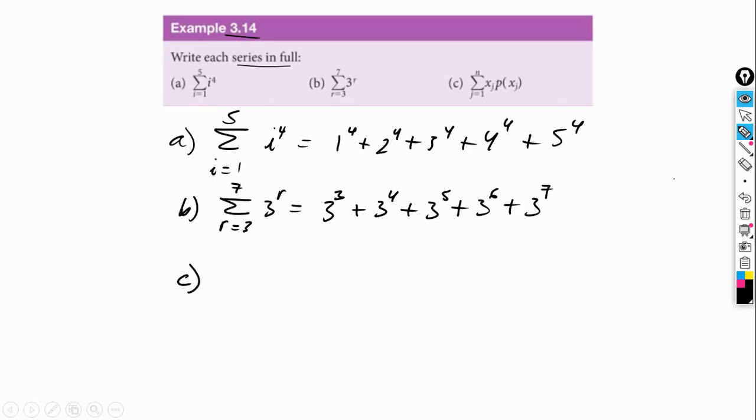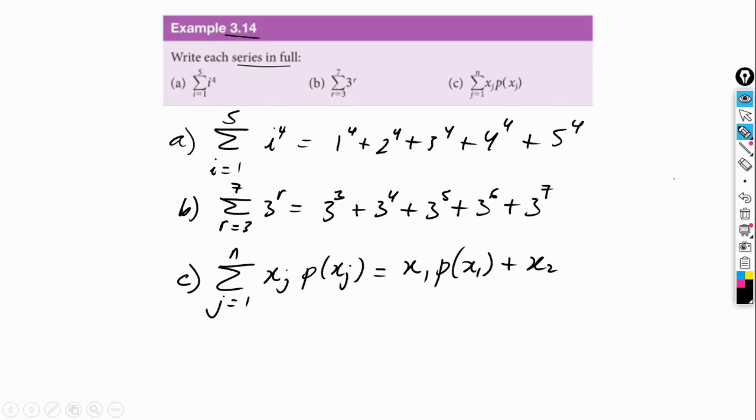And then for C, it says the partial sum from j equals 1 to n of x sub j times P of x sub j. So here we don't have a specific formula. That means that all we have to do really is just plug in the values. So I would say x1 times P of x1 plus x2 times P of x2 plus, and this just continues indefinitely until it reaches the nth term. So we would write the last term as x sub n times P of x sub n.